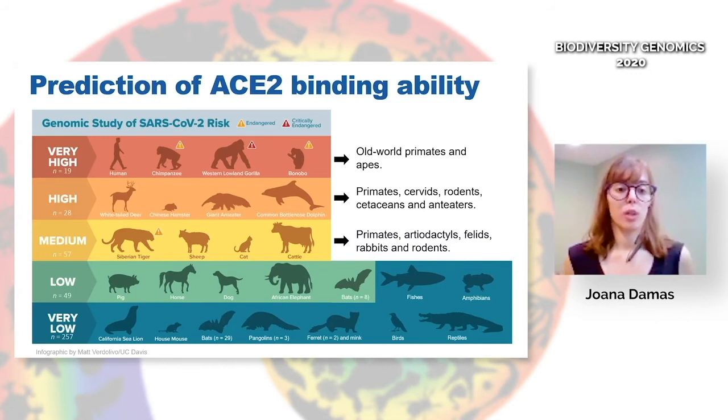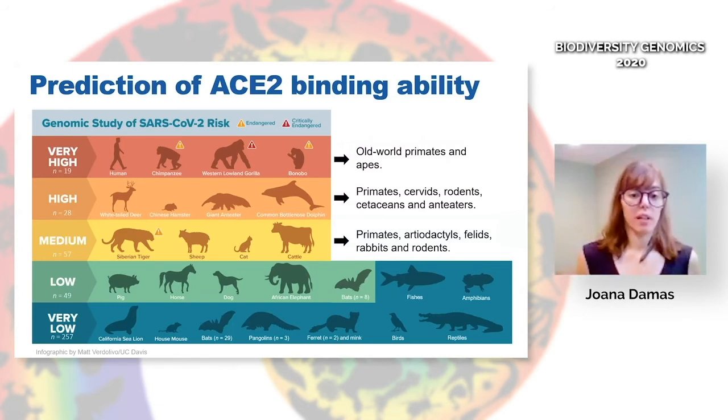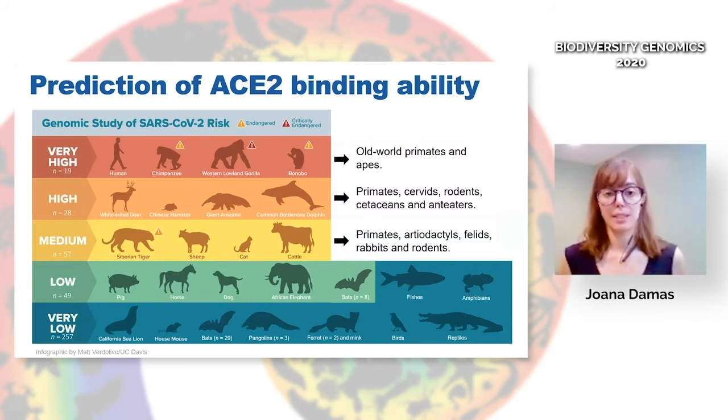In the medium group, we have some species that are of agricultural importance, for instance, sheep, goats, and cattle, and we also have the felids. In the low group, we have, for instance, the dog and all its relatives, and some bats. From the 37 bats that we analyzed, 8 classified in the low group. The other 29 classified in the very low group, together with the pangolins, ferrets, and minks, and also all of the species that were not mammals, so fishes, amphibians, birds, and reptiles.